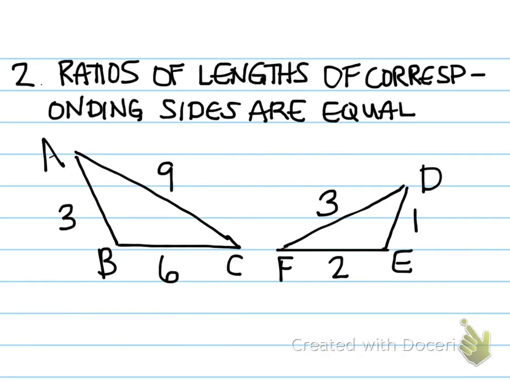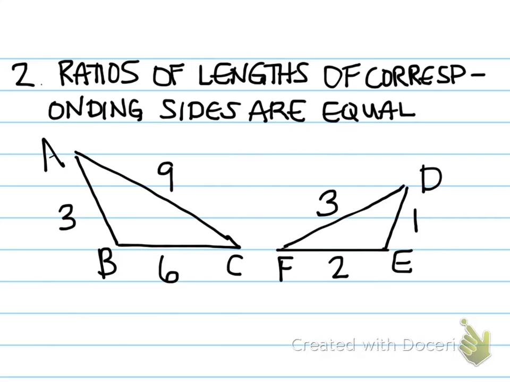Alright, so let's go back to what this property was telling us. Ratios of lengths of corresponding sides are equal. Okay, so let's go ahead and write all of the ratios of the lengths, comparing big triangles to small triangles.